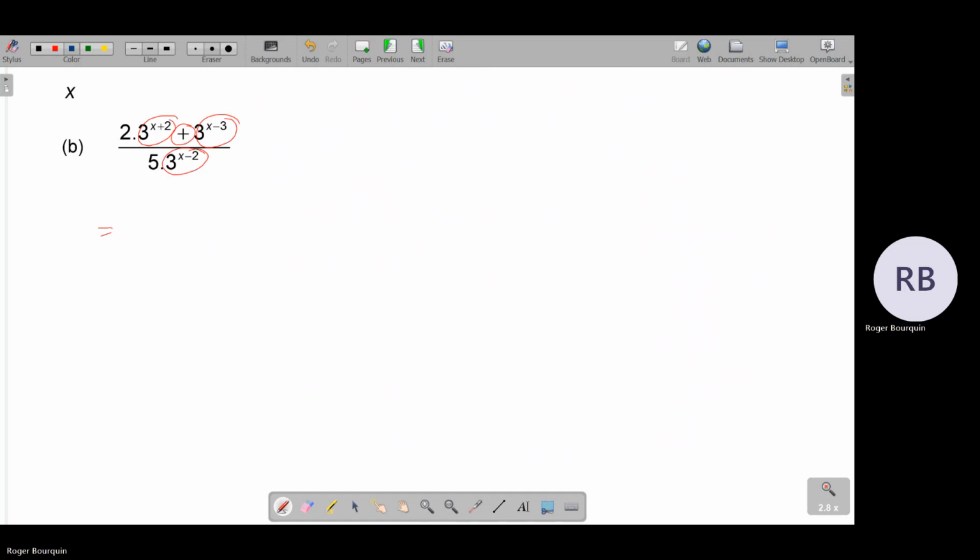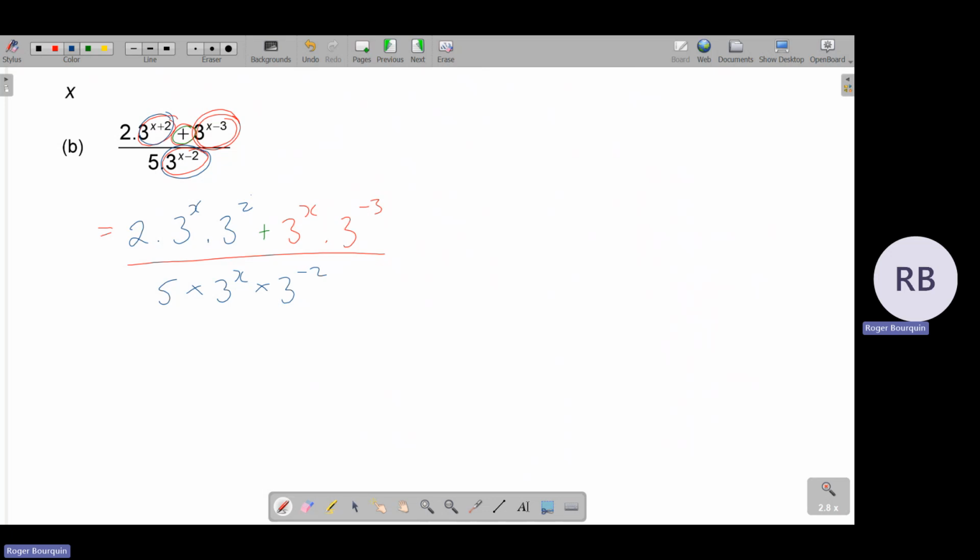Right. So now I've got 2 times 3 to the x plus 2. I'm going to write as 3 to the x times 3 squared. Then I've got this plus sign, and then 3 to the x minus 3. I'm going to write as 3 to the x times 3 to the minus 3. At the bottom, I've got 5 times 3 to the x minus 2. I'm going to write as 3 to the x times 3 to the minus 2.